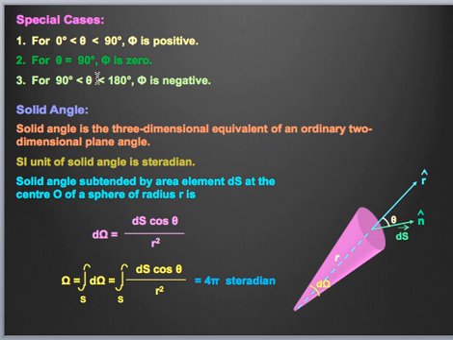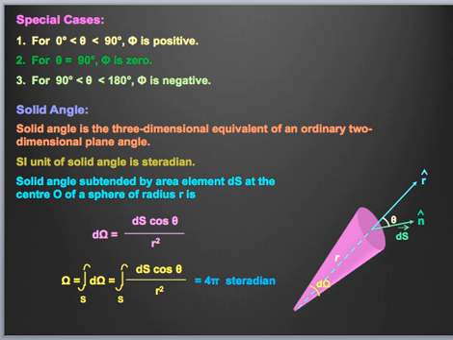For theta equal to 90 degrees, phi is 0, and for theta between 90 and 180 degrees, phi is negative, because we know cos pi is -1. That's why electric flux will be negative. It means electric flux can be positive or negative.